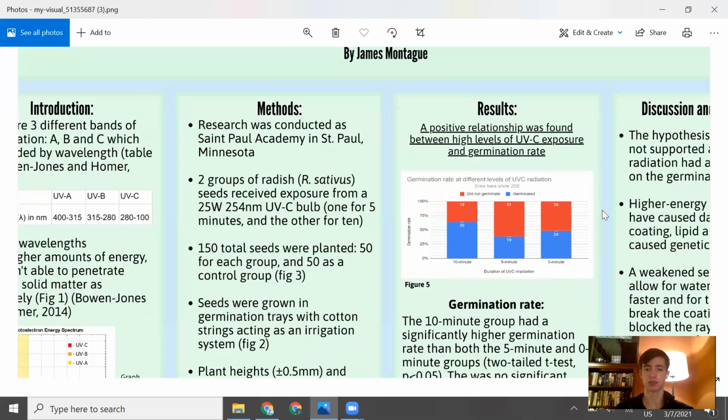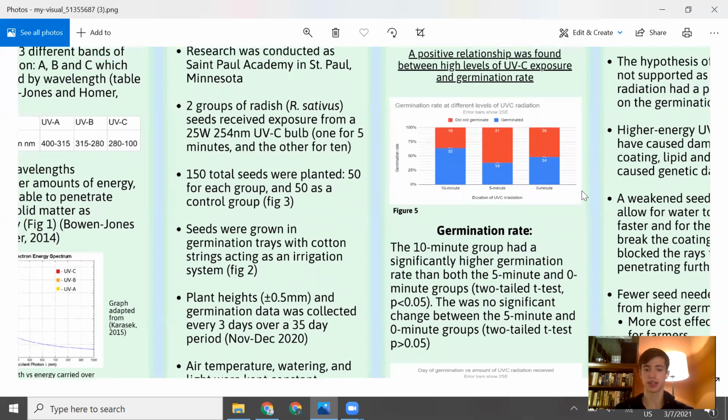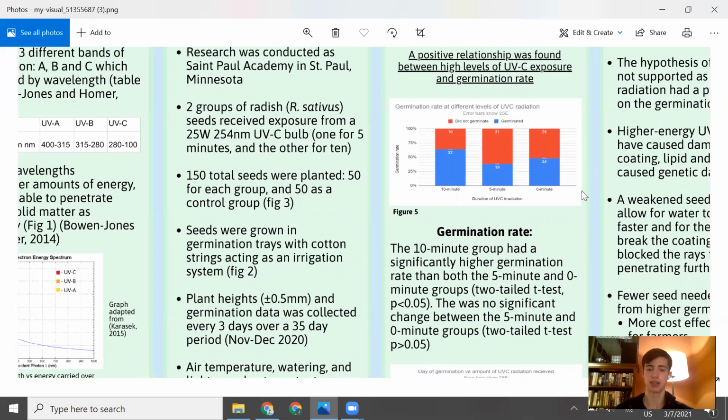Results. A positive relationship was found between high levels of UVC radiation and the germination rate. Germination rate: the 10-minute group had a significantly higher germination rate than both the 5-minute and the 0-minute groups, 2-tailed t-tests where P was less than 0.05. There was no significant change between the 5-minute and the 0-minute groups, 2-tailed t-test where P was greater than 0.05.